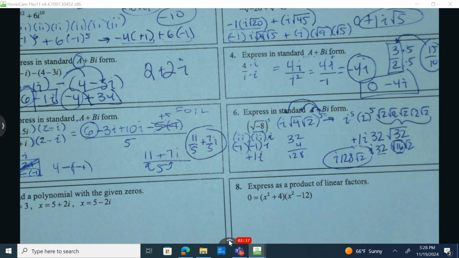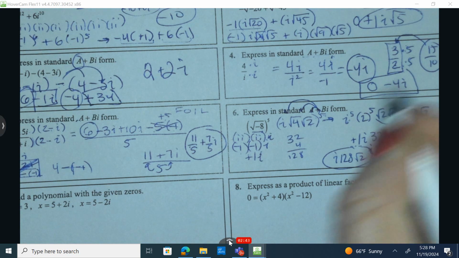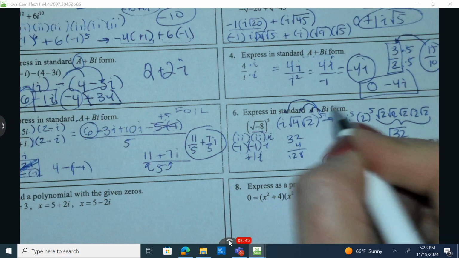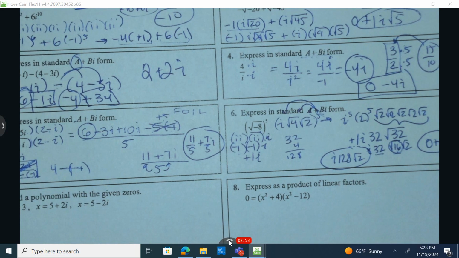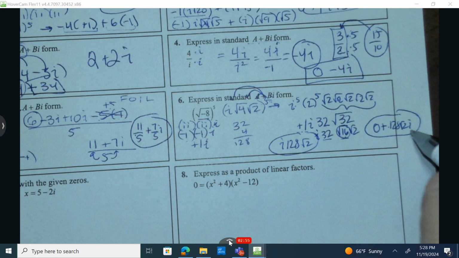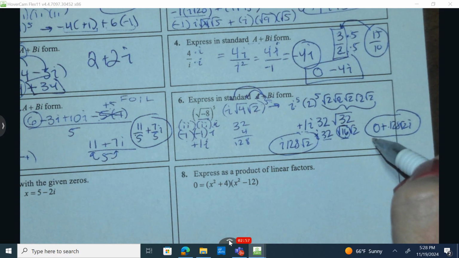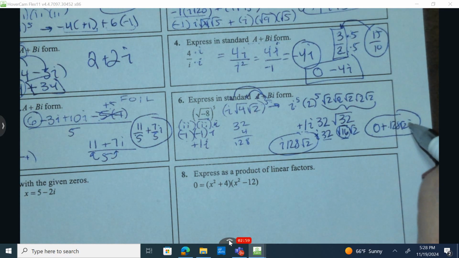Now it says to put it in this form. There's no real portion, so there's the real portion plus, and it looks like they like to have the i in back. So whether you put 128 square roots of 2 with an i in back, or if you put it in front or even in between, as long as it's not underneath the radical, this would be fine. 0 plus 128 square roots of 2, i.